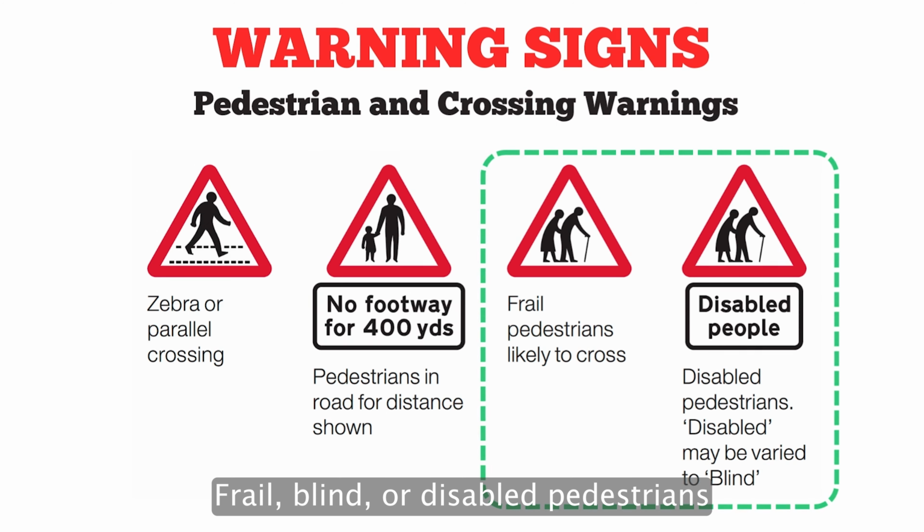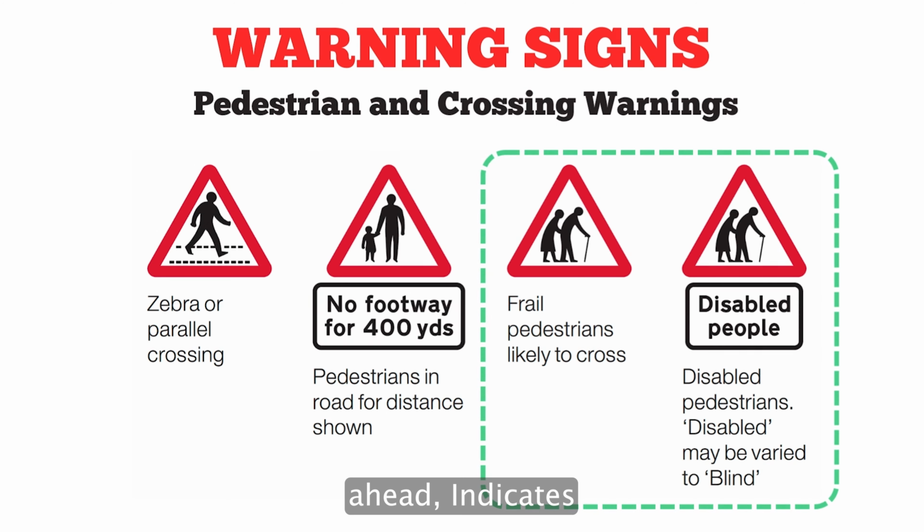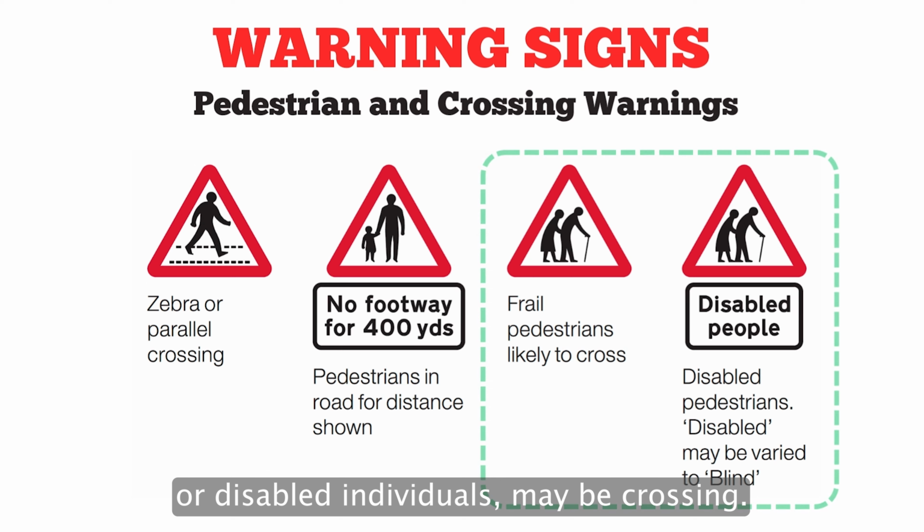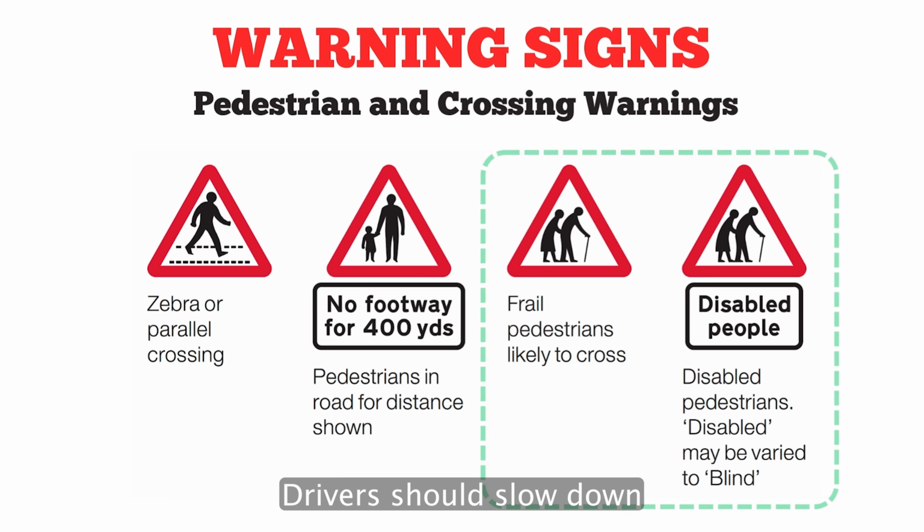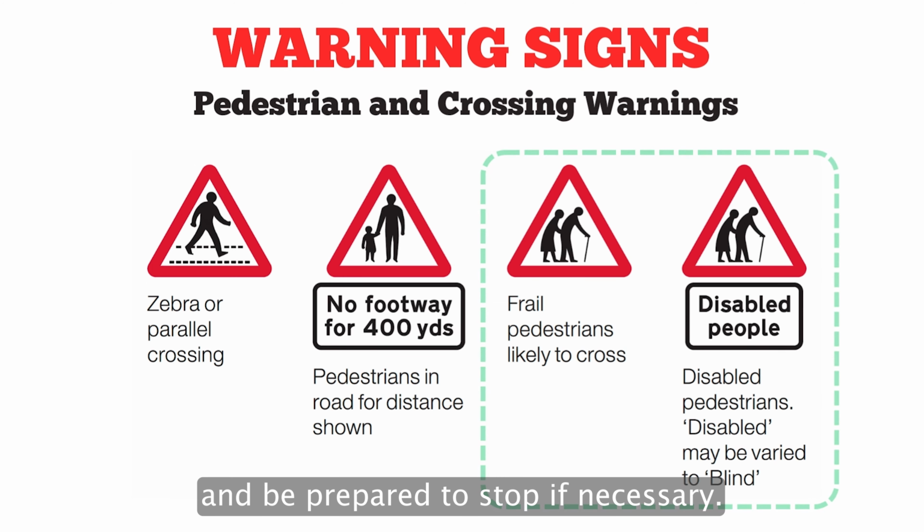Frail, blind, or disabled pedestrians likely to cross the road ahead indicates that vulnerable pedestrians, such as the elderly, visually impaired, or disabled individuals, may be crossing. Drivers should slow down and be prepared to stop if necessary.